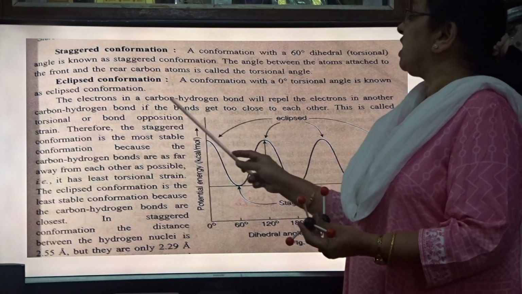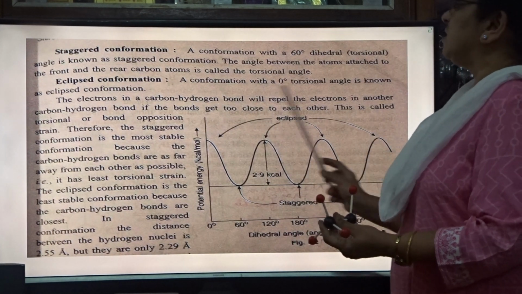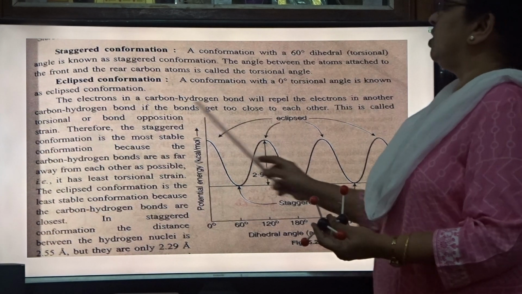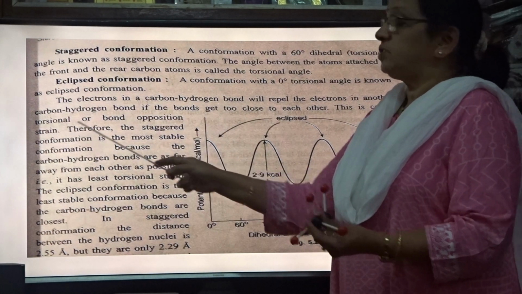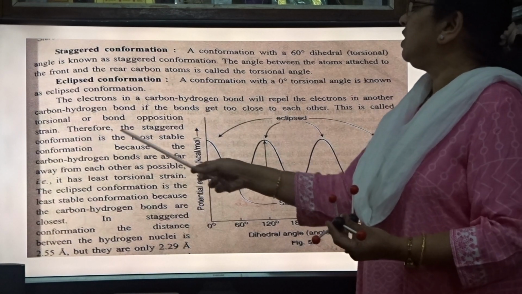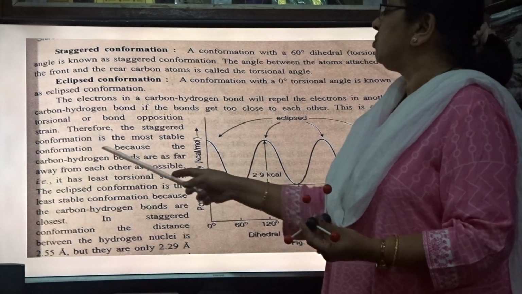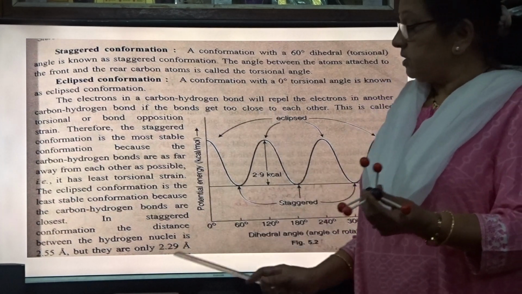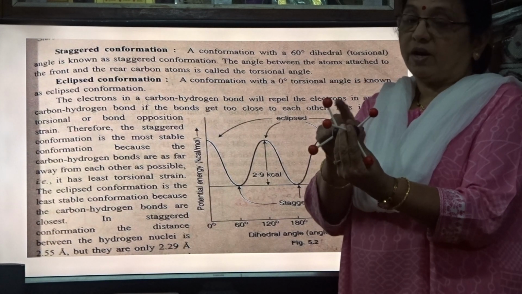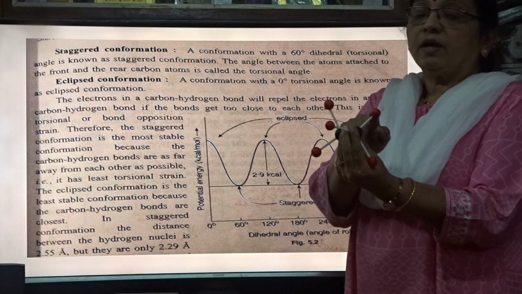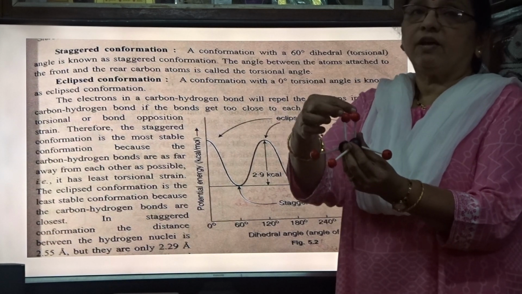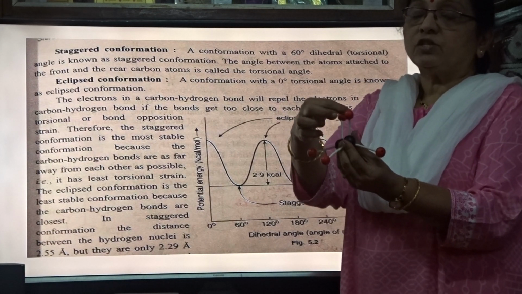The electrons in a carbon-hydrogen bond will repel the electrons in another carbon-hydrogen bond if the bonds are too close to each other. This is called torsional strain. So in the eclipsed conformation there is more strain in the molecule. Therefore the staggered conformation is the most stable conformation. In the staggered form the hydrogens are far apart, so there is no repulsion. But in the eclipsed form they are very near each other, so it is not stable.